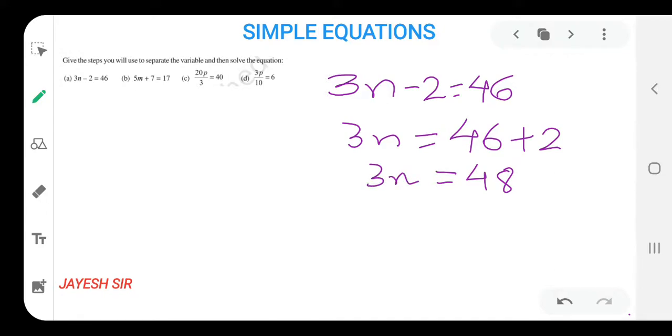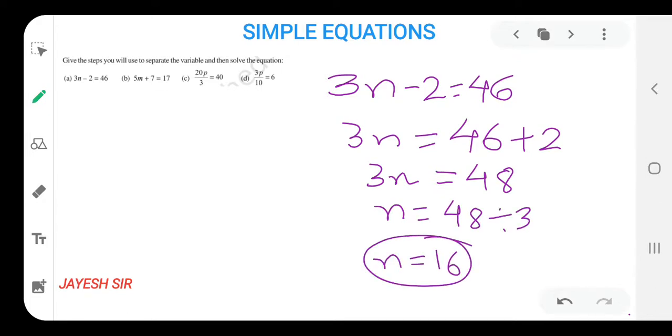Now here 3 and n are in multiplication. After going that side, they will come in division. So 48 divided by 3. So n value would be 16. So the value of n we are obtaining over here is 16. I hope you all might be getting it. So let us begin with the next sum.